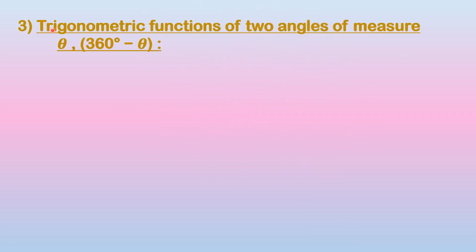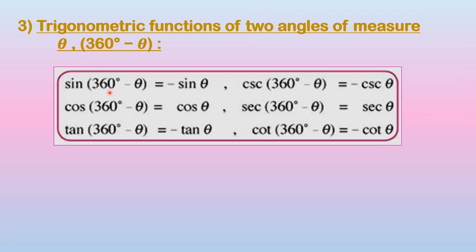Number 3, trigonometric functions of two angles of measure theta and 360 minus theta. Sine 360 minus theta equals negative sine theta. Cosec 360 minus theta equals negative cosec theta. Cosine 360 minus theta equals cosine theta. Sec 360 minus theta equals sec theta. Tan 360 minus theta equals negative tan theta. Cotan 360 minus theta equals negative cotan theta.